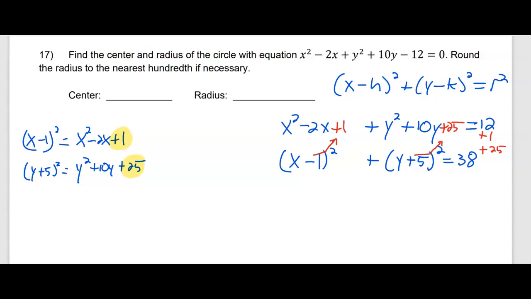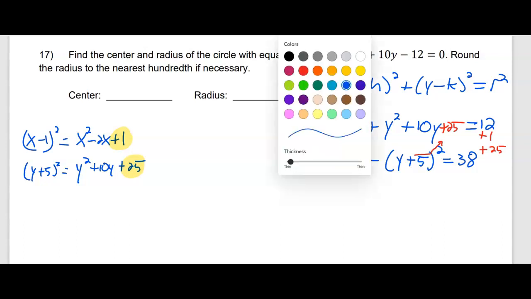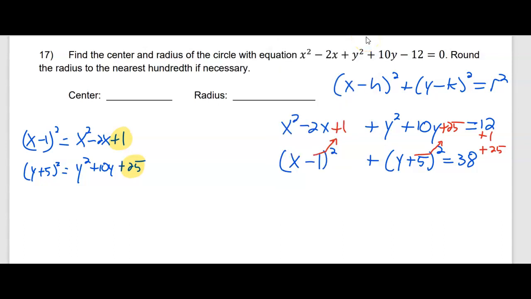The other approach to getting this 1 and this 25: for example the 25, you take this 10 and divide it by 2 and square it, and that gives you 25. Or you take the negative 2, divide it by 2 and square it, and that gives you the 1. This is the other approach to finding those numbers, and then you factor to get your completed square form.